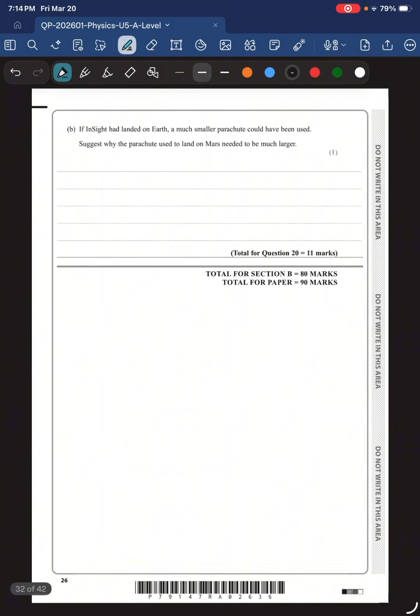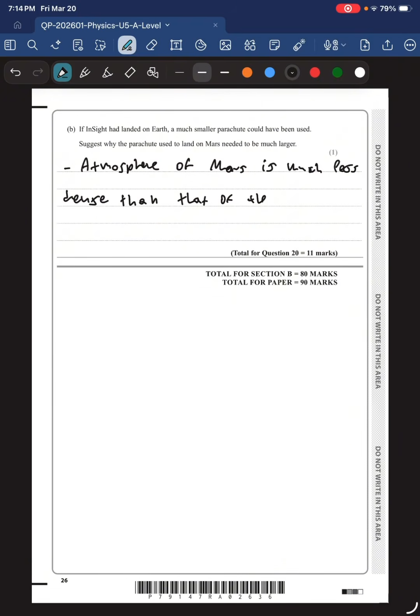So, all right. And part B, if InSight had landed on Earth, a much smaller parachute could have been used. Suggest why the parachute used to land on Mars needed to be much larger, and this is because the atmosphere of Mars is much less dense than that of the Earth. And in fact, I believe the density of the Martian atmosphere is 1% of the density of the Earth's atmosphere, which is crazy.